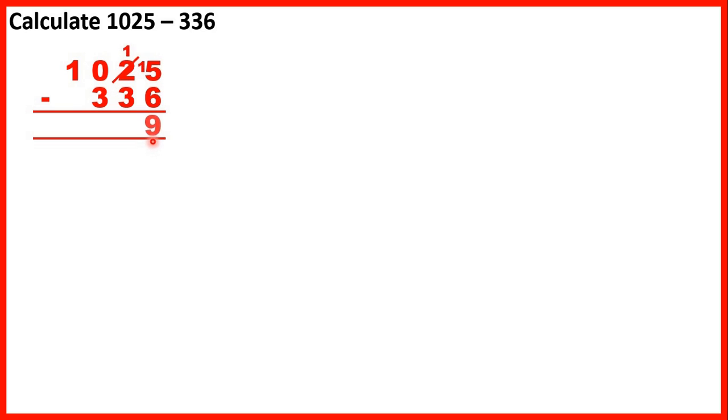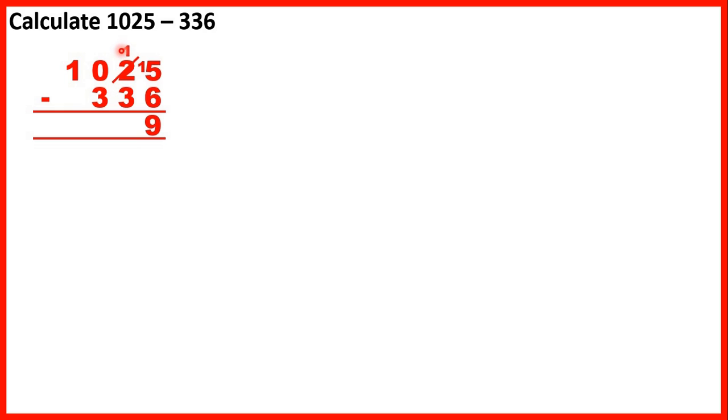Calculate 1025 minus 336. So we can set this out as a column subtraction, making sure that we have the digits lined up on the right-hand side. Now we can't do 5 minus 6, so we go to the left, 1 less, 1 in front. 15 minus 6 is 9.